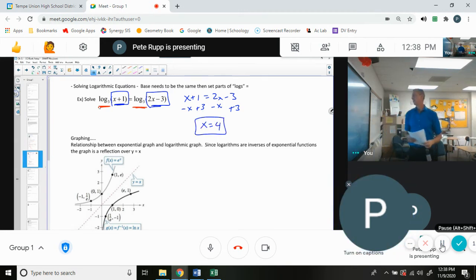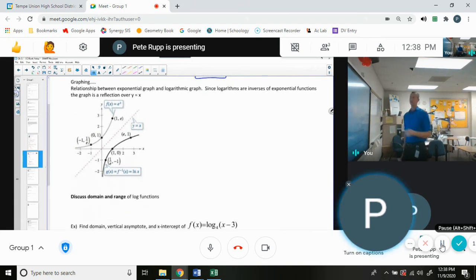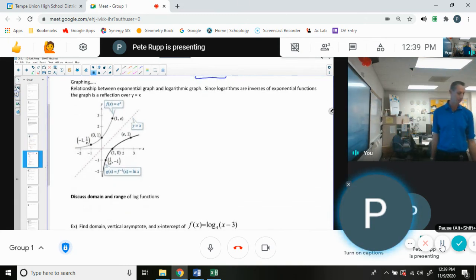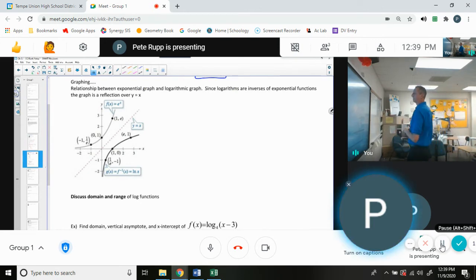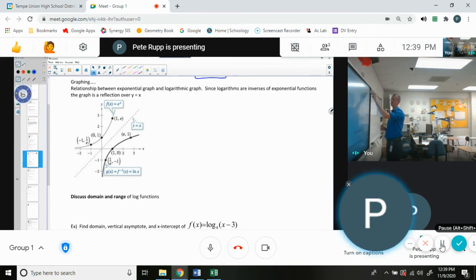That's better. All right, so the next thing I want to talk about is you saw that there's a relationship between the equations of logarithmic and exponential functions. There's also a relationship in the graphs. So in the last section, 3.1, we graphed these exponentials. And so that right there would be an exponential function.